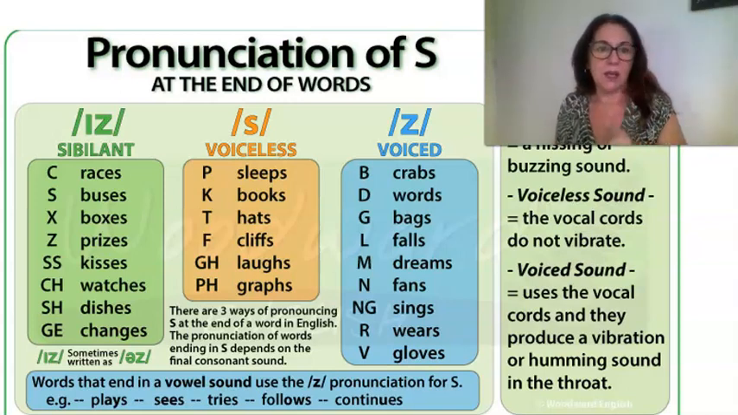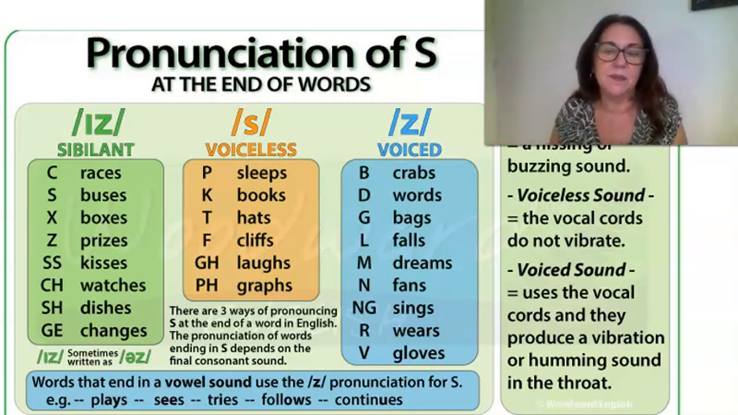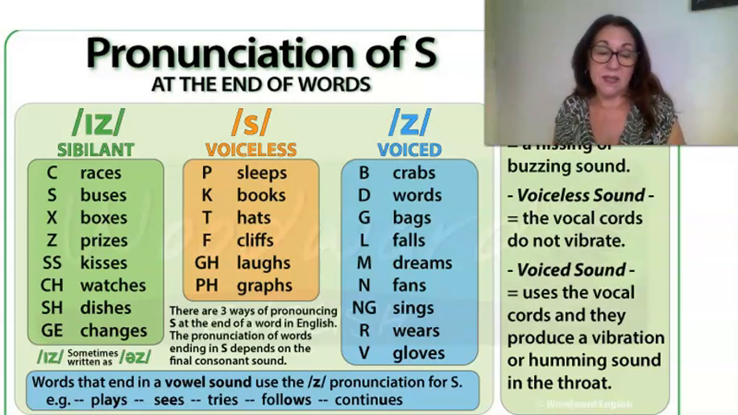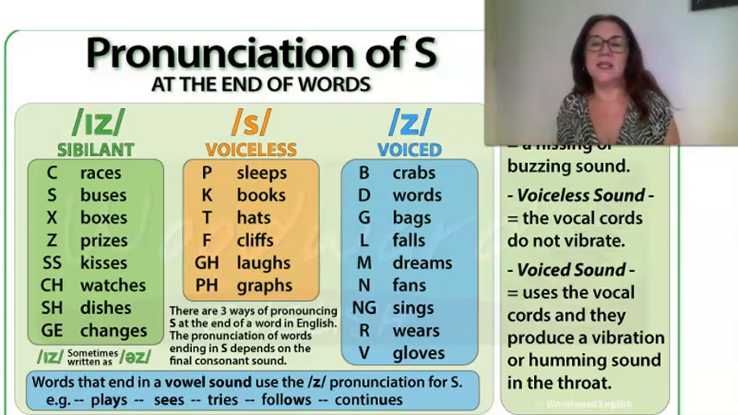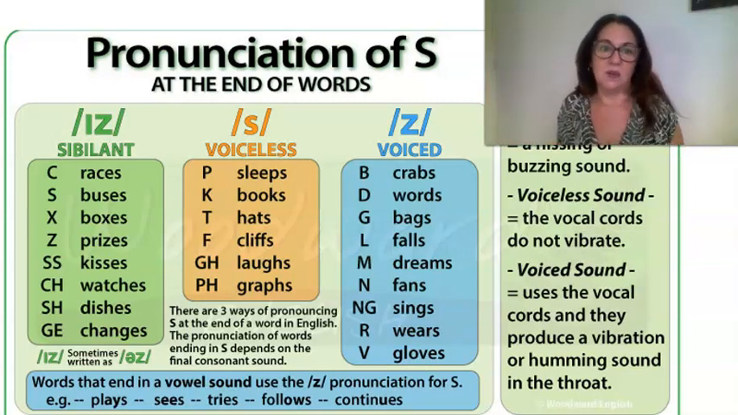Okay, I exaggerated a bit for you to get it, but that's the sound we produce for the S. Now, the column in the middle, the words finish in a voiceless sound and then the S. In this case, the pronunciation of the sound S is S. Sleeps, books, hats, cliffs, lofts, crops. Okay? Now we are going to finish with the first column, the one that has the E and the Z sound.